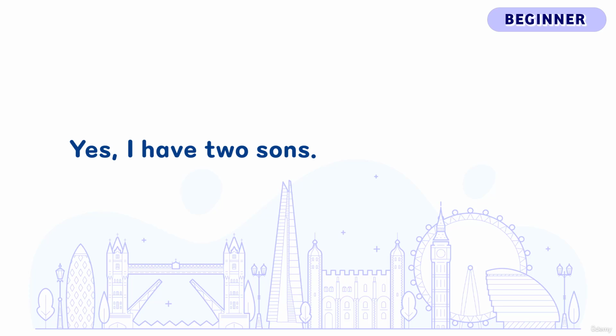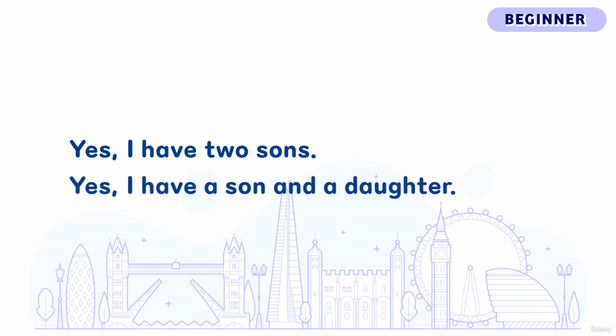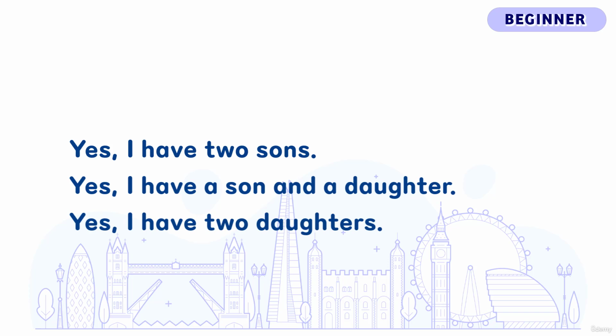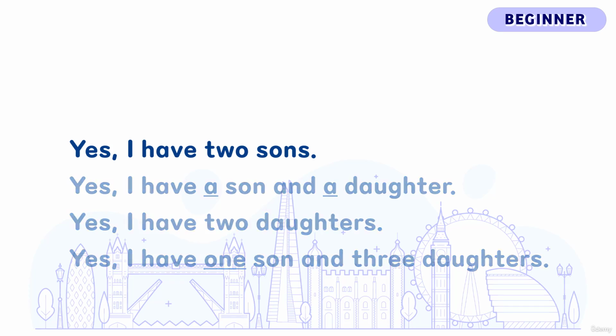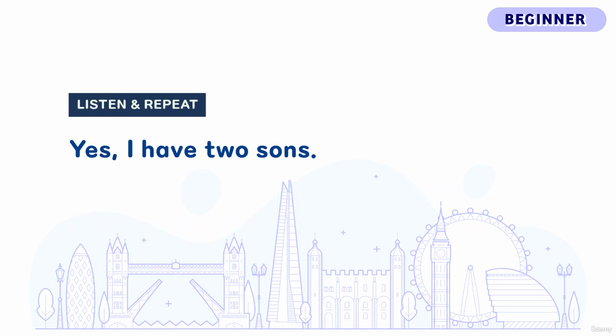Here are a few more example sentences. Yes, I have a son and a daughter. Yes, I have 2 daughters. Yes, I have 1 son and 3 daughters. So the answer could vary depending on how many sons and daughters we have. Also, to say I have 1 son or daughter, we can use the number word 1 in front of son or daughter, or just use the article a.